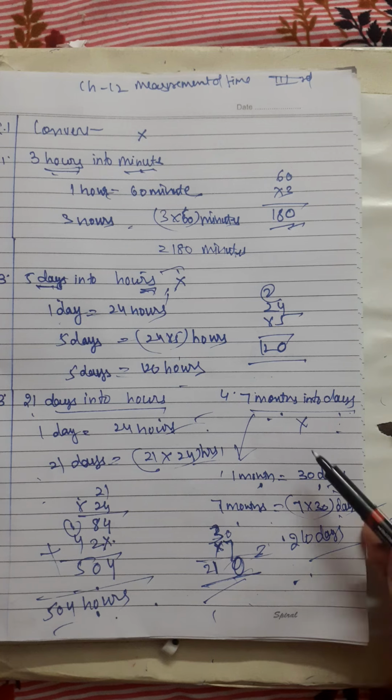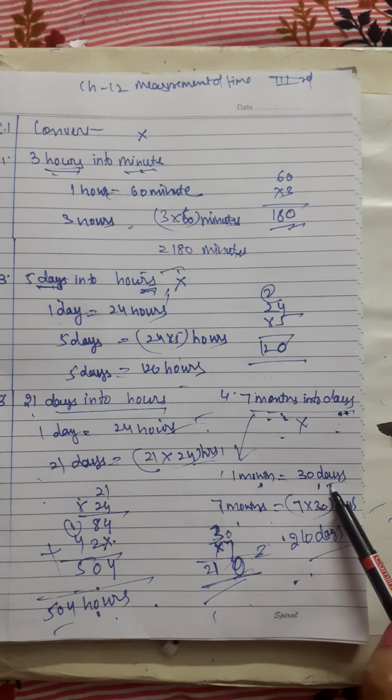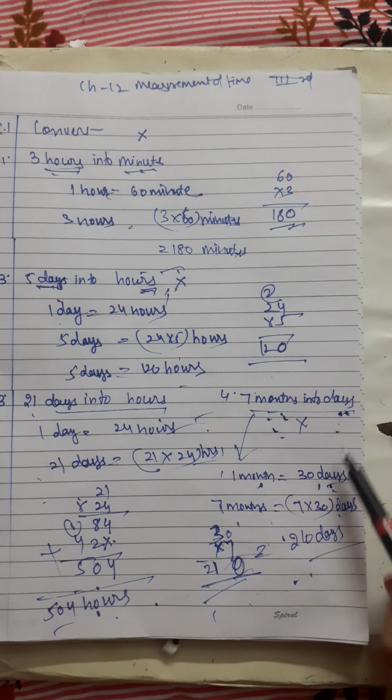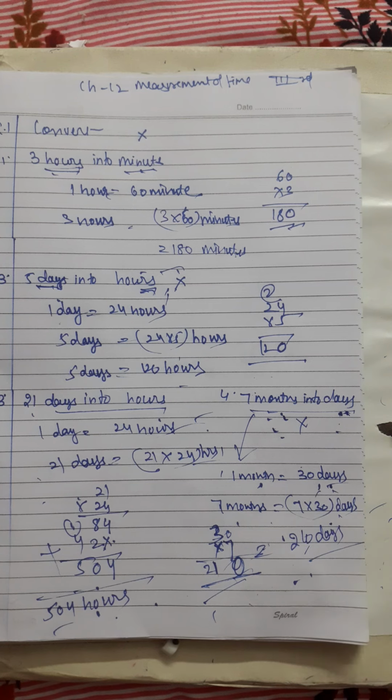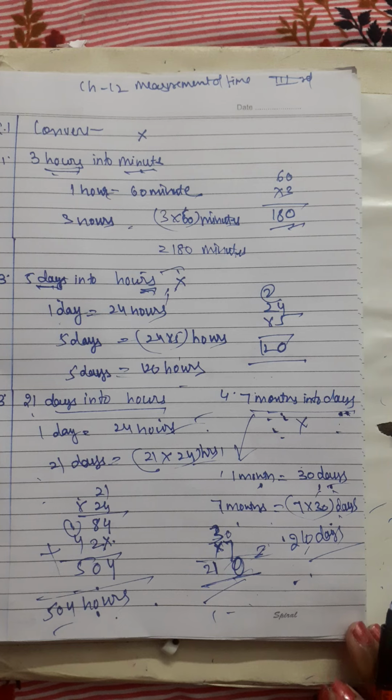Now I am repeating one more time this question. Months to convert into days. Month bigger unit, days smaller unit. 1 month has 30 days. For converting 7 months into days, we have to multiply 7 by 30. When we multiply 7 by 30, we will get 210. So the answer is 7 months is equal to 210 days.